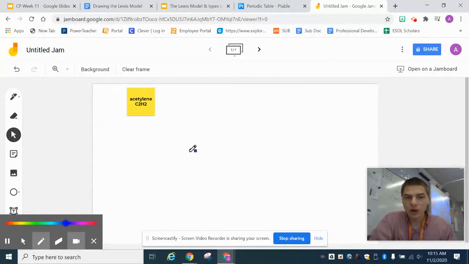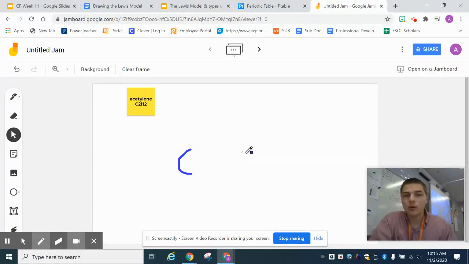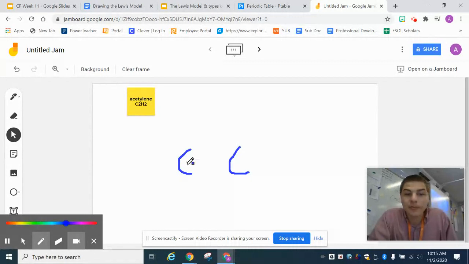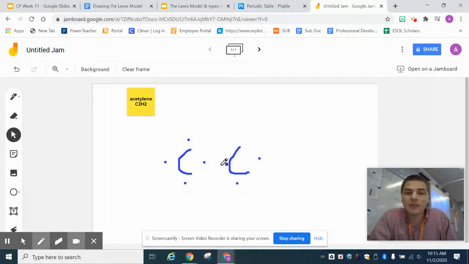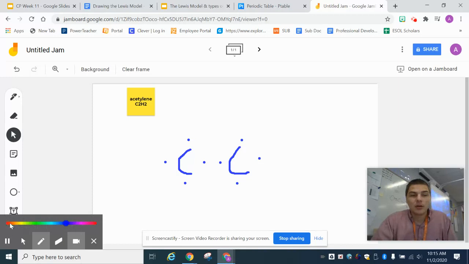So we're going to start by drawing our carbons. So 1 carbon, 2 carbon, red carbon, blue carbon. Okay, so it's got 4 valence electrons, so we're going to go ahead and draw that like we're supposed to, 1 on each side. And then we're going to go ahead and draw our hydrogens. Just changing the color so that we don't get lost here, so we can remember what's what.